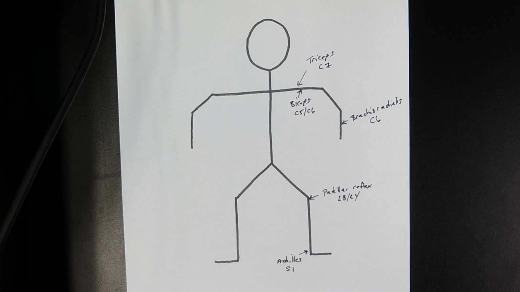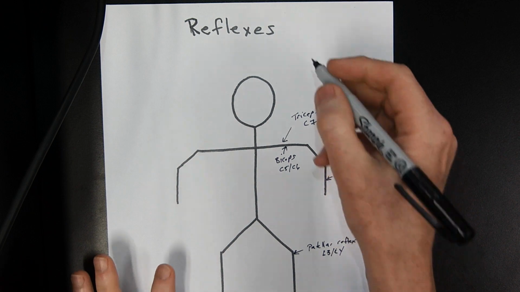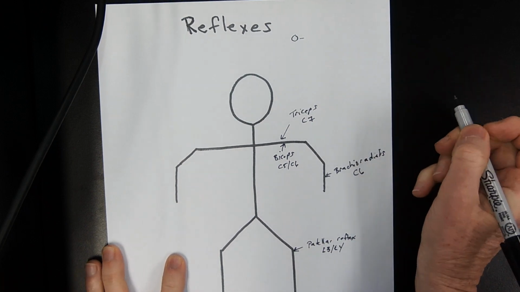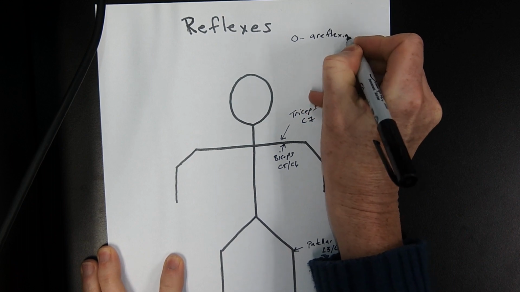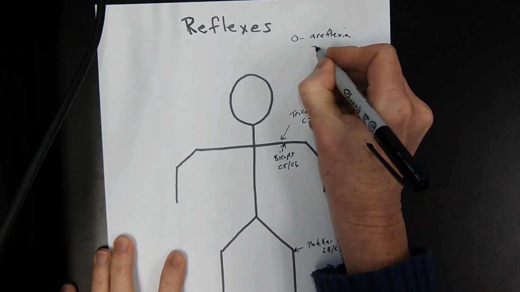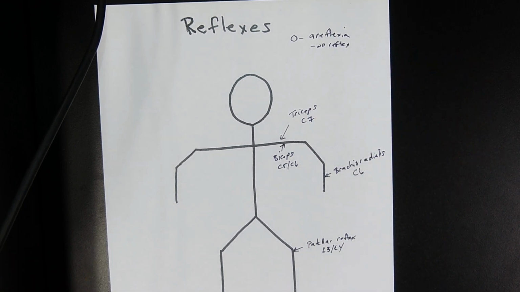So you should know that reflexes have grades associated with them. If you have a grade of 0 for a reflex, that's known as areflexia, and that's no reflex at all. So in other words, if I was going to test somebody's reflexes and I was going to hit them with a hammer, say at the patellar reflex, I'd hit, nothing would happen. And it's not because I lack the ability to get a reflex, but there was absolutely no response.